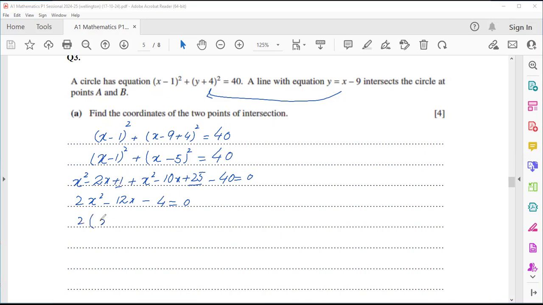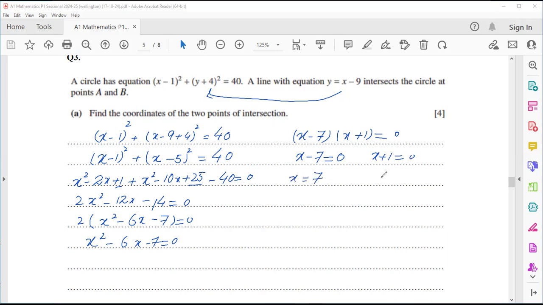Take common 2 from here: x square minus 6x and minus 7 over here. 2 is multiplying this side, on the other side it will divide. So you have this one. Now at this stage, you can use the quadratic formula, or I will make the factors directly. You can also use the factorization method. So it becomes (x minus 7) and (x plus 1) over here. The first factor equal to 0 and the second factor also equal to 0. So the first answer is 7 for x. The second answer is minus 1.